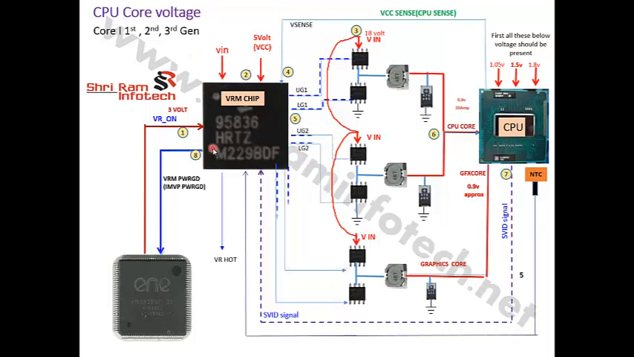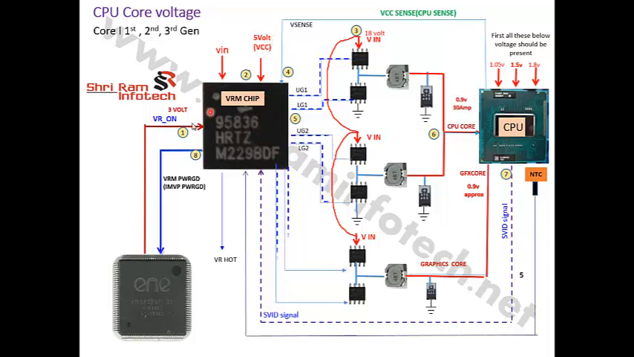Now, how do we find the fault in this section if the core voltage is not generated? First check whether about 1 volt is coming on both the CPU coil and the graphics coil. If it is not coming, then go to this chip and first check whether 5 volts, the VCC voltage, is coming. If VCC is coming, then check whether the VR on signal, a 3 volt signal, is coming. If this 3 volt is not coming, check why. If this 5 volt is not coming, check why.